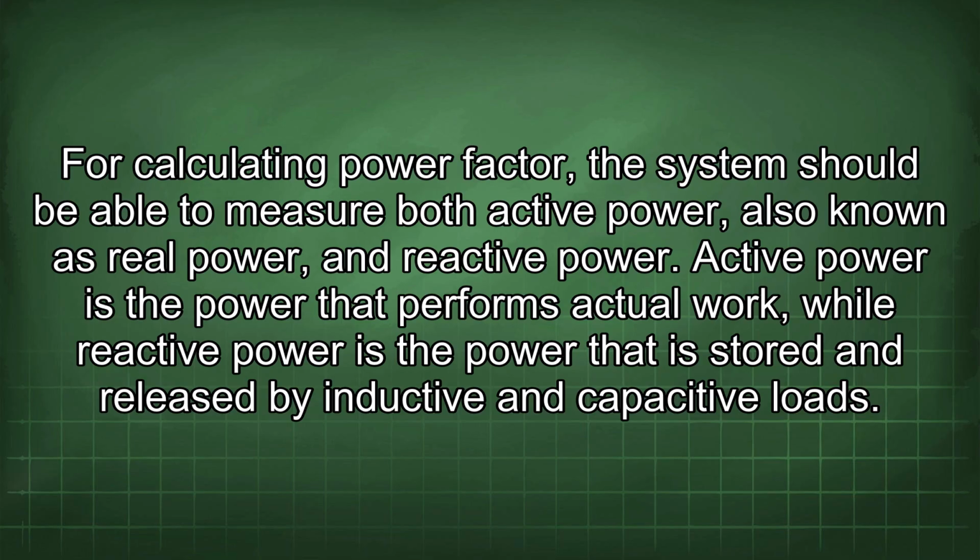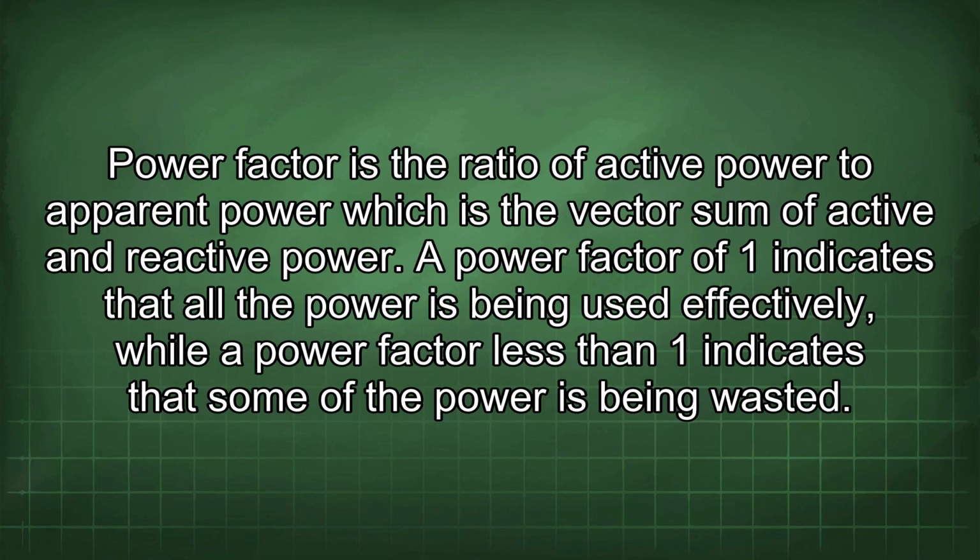For calculating power factor, the system should be able to measure both active power, also known as real power, and reactive power. Active power is the power that performs actual work, while reactive power is the power that is stored and released by inductive and capacitive loads. Power factor is the ratio of active power to apparent power, which is the vector sum of active and reactive power. A power factor of 1 indicates that all the power is being used effectively, while a power factor less than 1 indicates that some of the power is being wasted.